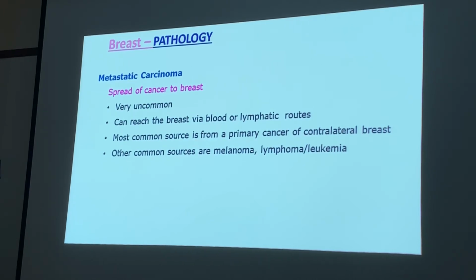So let's talk about spread of cancer to the breast, meaning that another cancer is going to invade the breast, and the breast is going to have metastasis. Meaning that if I had liver cancer, then it spread to the breast. All right. That's very uncommon, guys, for a cancer to come from somewhere else and spread to the breast. However, if it does reach the breast, it's going to reach the breast via blood or the lymphatic routes. And the most common source is primary cancer of the contralateral breast.